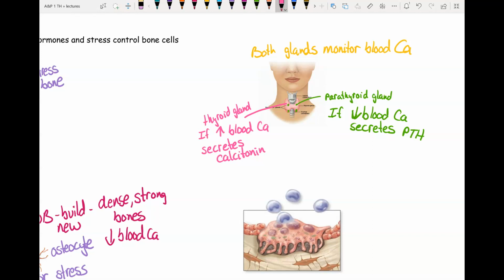Now, I have to put an asterisk here by this, though. Calcitonin is mainly only effective in children, and we don't know why. Science has not figured this out, but we know that this only works in children. Adults are pretty much just running on PTH. Okay, so we'll look at what calcitonin and PTH do, but just keep in mind that this stuff about calcitonin applies to children.